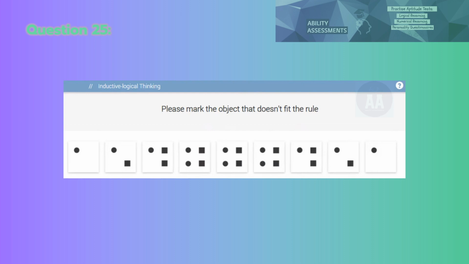So for the first object you see, you have 1 shape, the second one you have 2, the third one you have 3, then you have 4, then you have 4 again. So already we have a potential solution or answer, because this already doesn't look right, but let's continue. So again we have another 4, and then we have 3, then we have 2, then lastly 1.